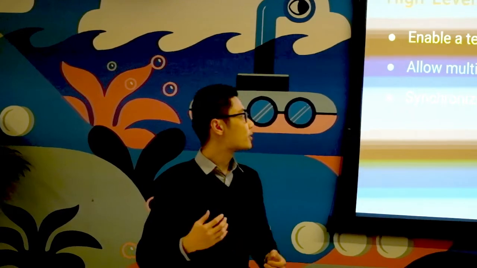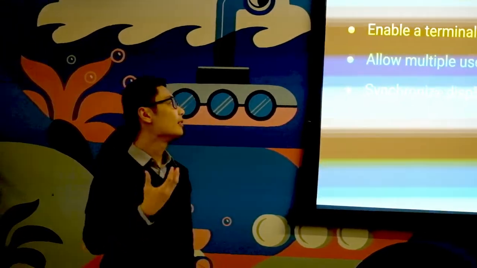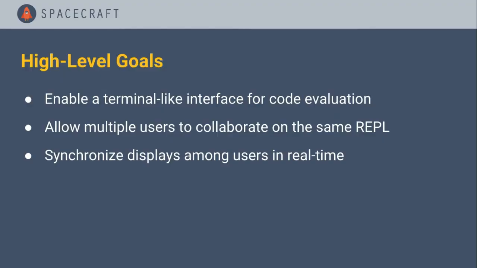Now, our high-level goals: first, we want to enable a terminal-like interface for code evaluation, and I'm going to detail how we build that in just a minute. Secondly, we want to enable multiple users to come together and collaborate in real time. And third, we want to synchronize displays across different users.